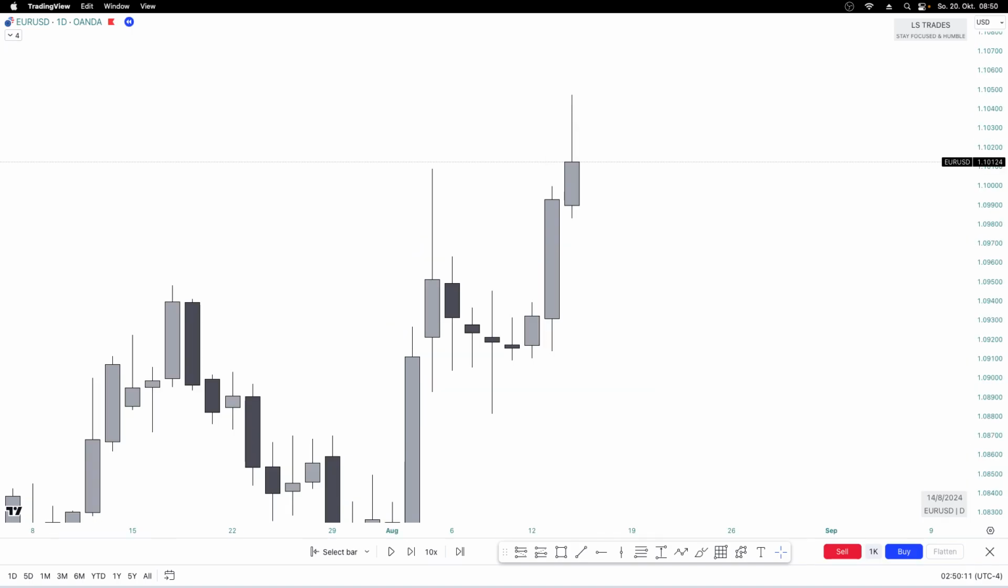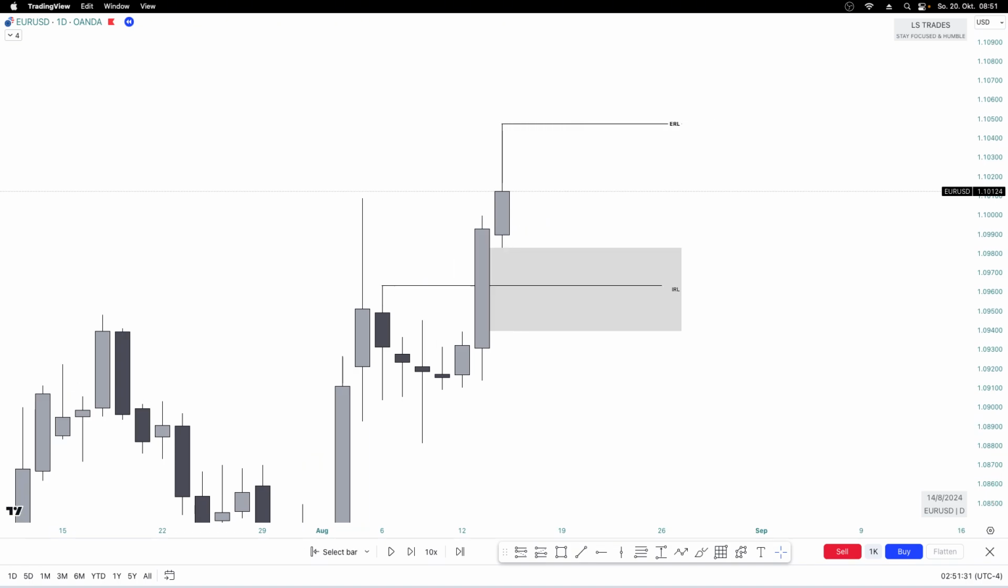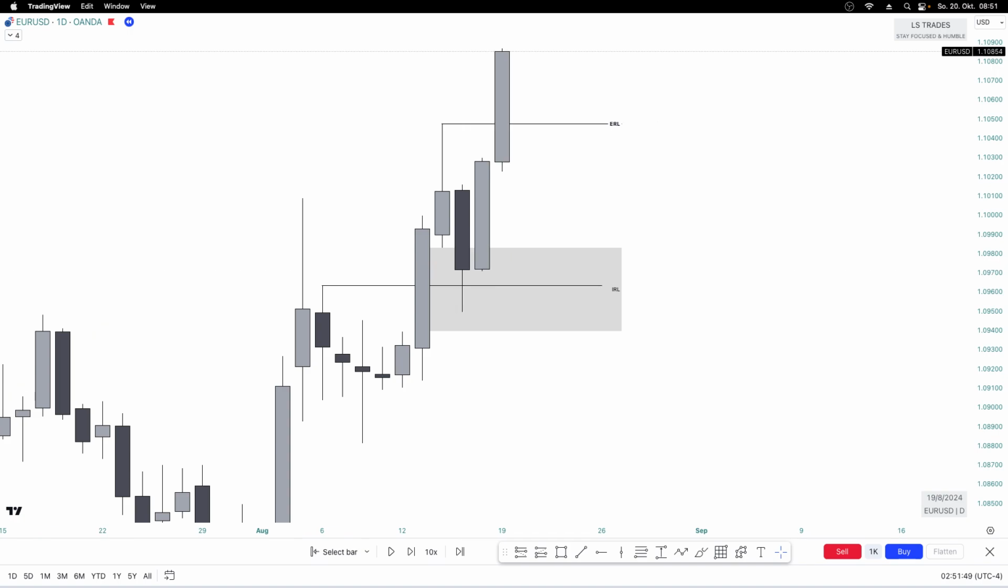We are on Euro on the daily time frame. What can you see? We have internal range liquidity and external range liquidity. We are overlapping with a mitigation block and price has reached the mitigation block. So what can we anticipate? We anticipate a move higher to the external range liquidity.